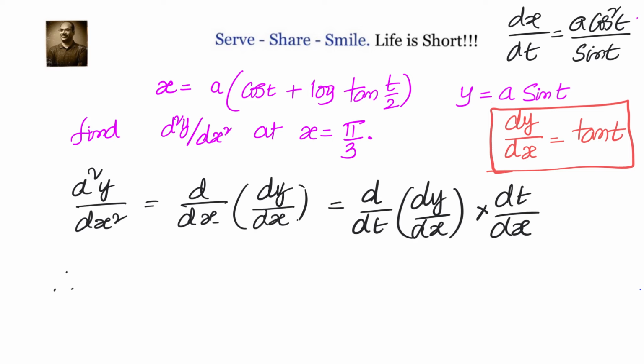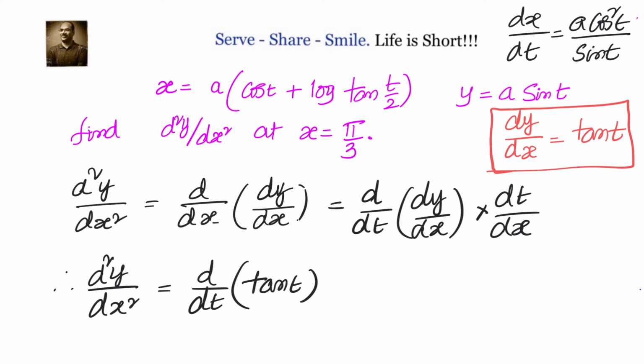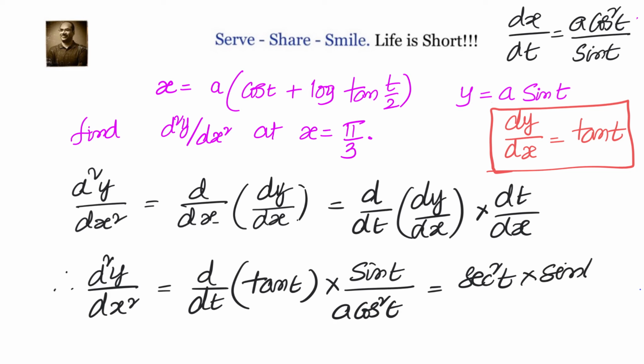So what we have to do at a high level is simply take whatever you got for dy by dx in terms of t, differentiate it and multiply with dt by dx. So d square y by dx square equals d by dt of dy by dx, that is tan t, and multiply that with dt by dx. This is very, very important. d square y by dx square is nothing but dy by dx, which is in terms of t, differentiate that and multiply with dt by dx.